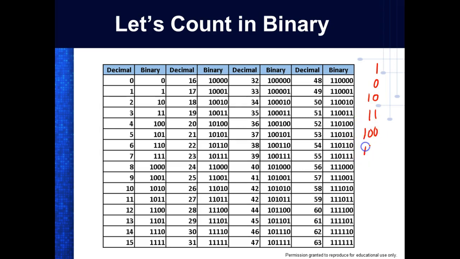Then now I can go 1, 0, 1. I can go 1, 1, 0. Then I go 1, 1, 1. I've run out of combinations. What do I do? Add a 1 and start over, right?